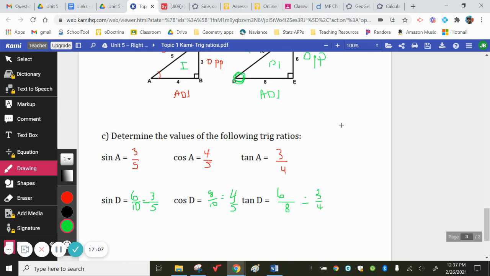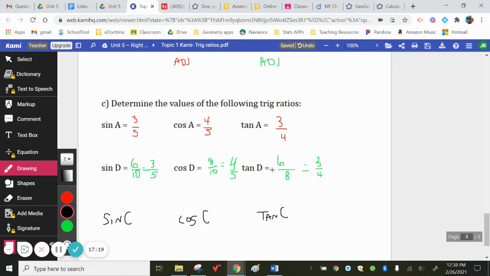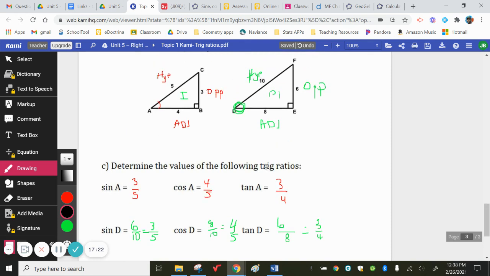Okay, and one last point I want to make is take a look at this down here. If I want to investigate what the sine of C is, or the cosine of C, or the tangent of C, then I'm going to look at this and I'm going to reestablish my sides according to angle C. So I'm going to rewrite this, and this time, if C is my angle up here, now the hypotenuse is still the hypotenuse, but now the side opposite of angle C is down here, and the side adjacent to angle C is over here.